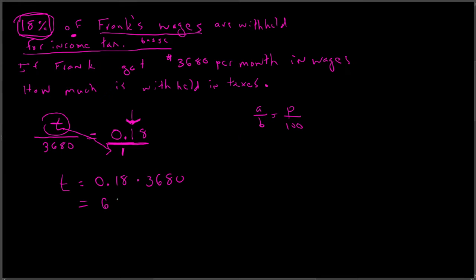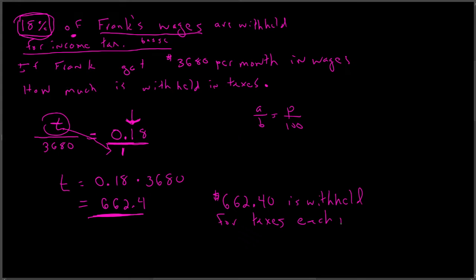And if I run to my calculator, that's 662.4. But that's not really our answer. Our answer is $662.40, because we have to talk in terms of what we were given, is withheld for taxes each month.